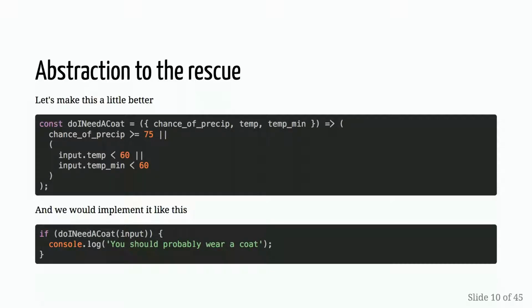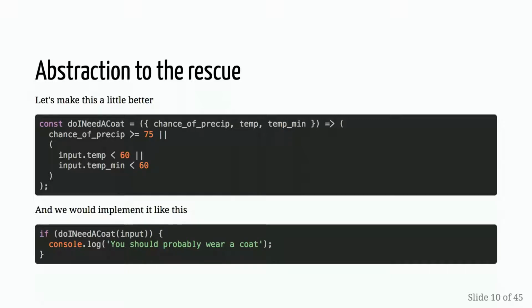We create a function, doINeedACoat. It destructures that object, so we don't need to care that it's input dot. We get chanceOfPrecipitation, temp, and tempMin. And then we have that same logic: chance of precipitation is greater than or equal to 75, input temp less than 60, temp min less than 60. And then we could use it, like in that bottom statement, if doINeedACoat, and pass it some data, and it would say you need one.